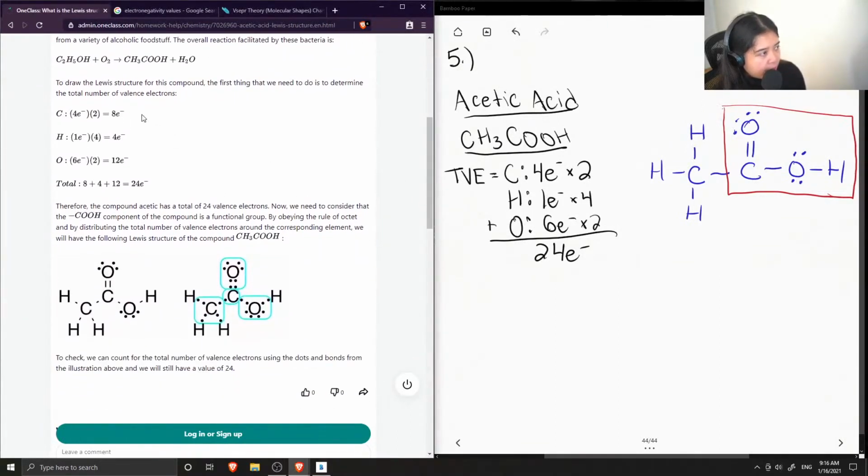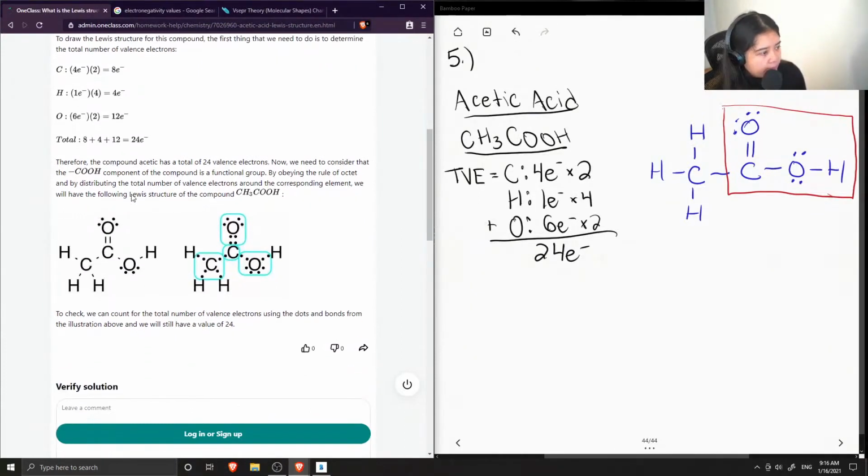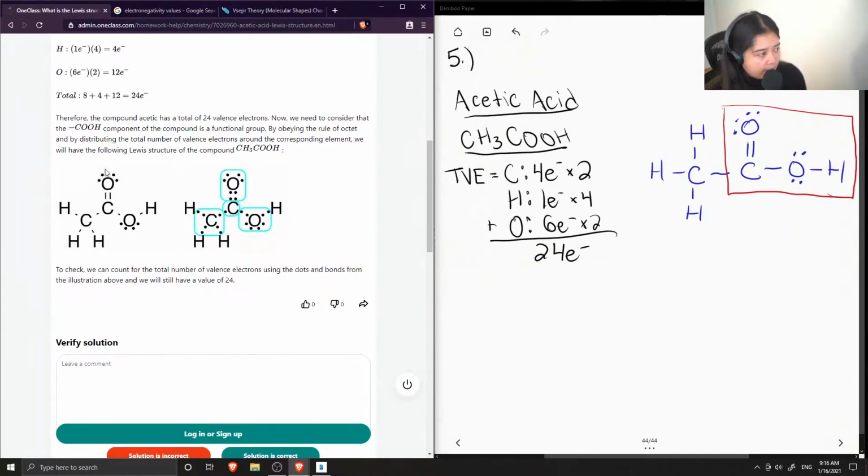So to draw the Lewis structure, the first thing we need to do is to determine the total number of valence electrons. So they also got 24. And now we need to consider that the carboxylic acid component of the compound is a functional group. So by obeying the rule of octet and by distributing the total number of valence electrons around the corresponding element, we will have the following Lewis structure of acetic acid.